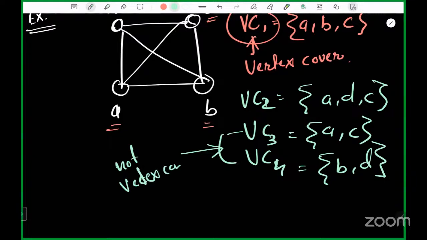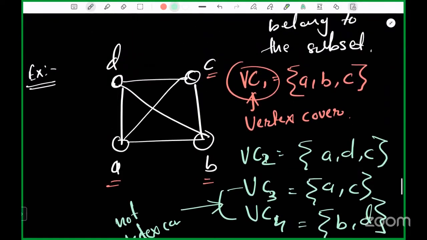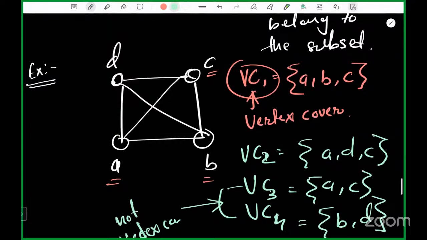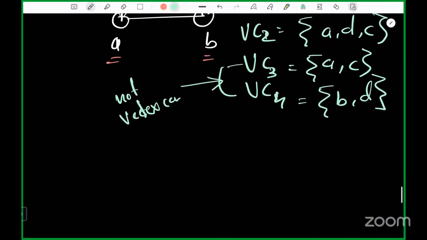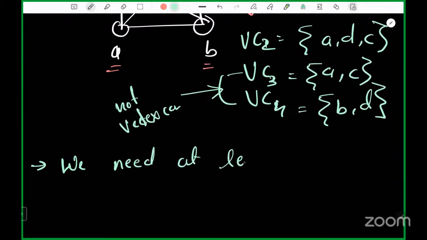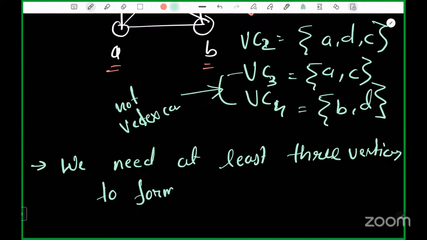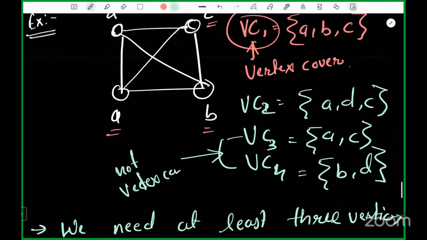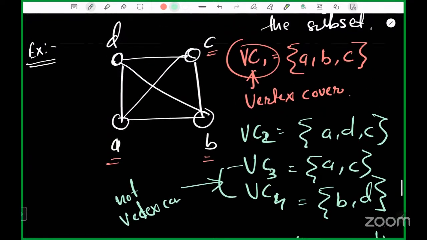Because of two diagonals. If we had one diagonal, then two vertices could make a vertex cover. So here these are not vertex covers. That means we need at least three vertices to cover our graph. This number 3 is known as the size of the minimum vertex cover, or we can say that we need at least three vertices to form a vertex cover. The minimum vertex cover can be different, but the number 3 is unique.